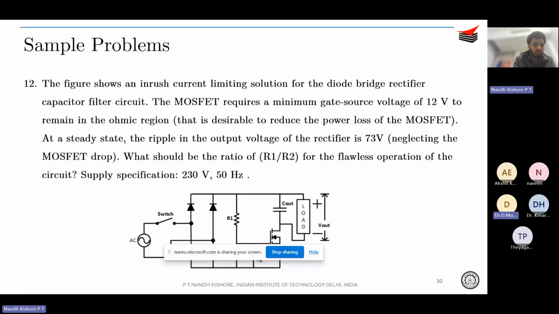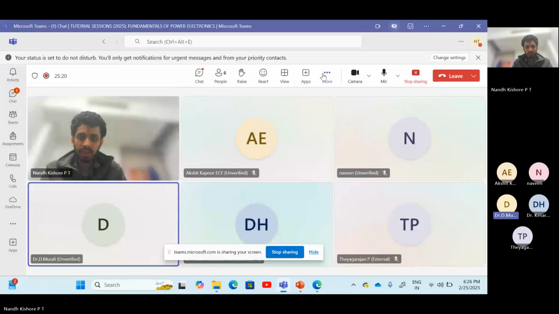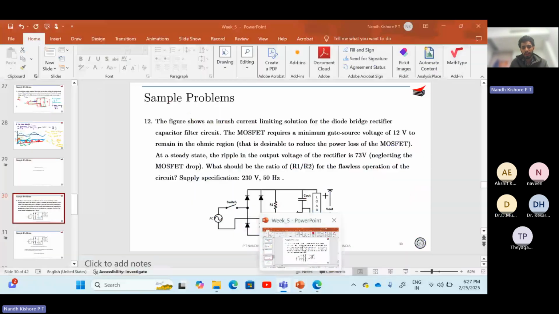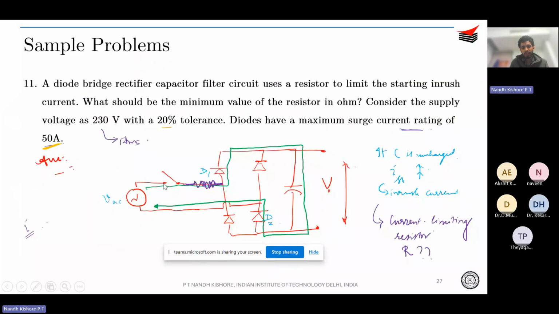Okay. So let me see if there are any comments on the chat box. Capacitor is causing inrush. Yes, of course, because the capacitor is uncharged and there is no other load or any dissipative element or current limiting element in the circuit, correct? Because during starting, you know that the path is going to be directly through D1 through the capacitor. The capacitor is right now uncharged, correct?